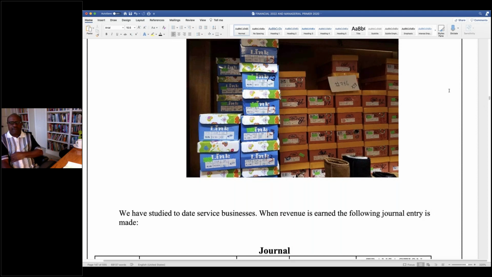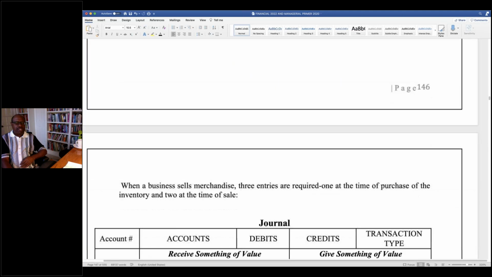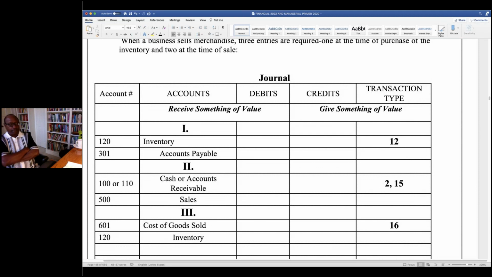In a service company, we always just debited cash or receivables and credited sales. But when we move to a merchandising company, there are three entries that we make. First of all, when we buy the inventory, we debit inventory and credit accounts payable. We always credit accounts payable because when the inventory is delivered, we do not pay the delivery person.